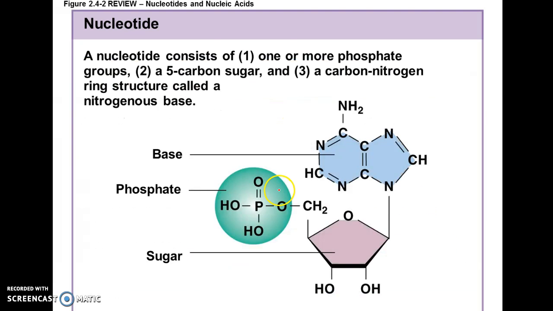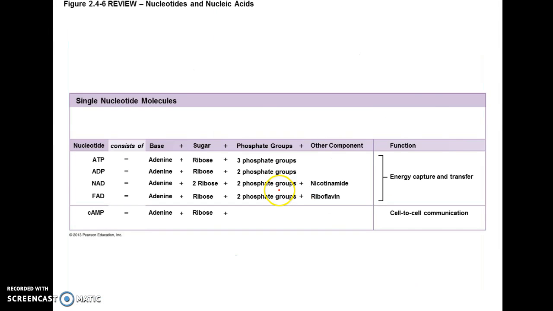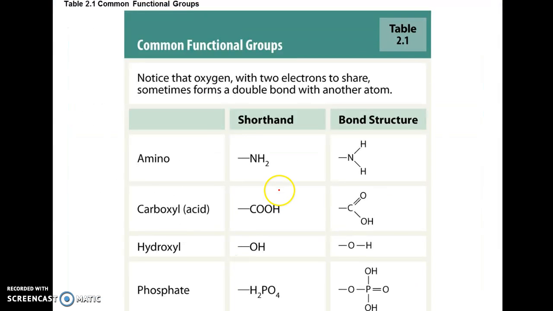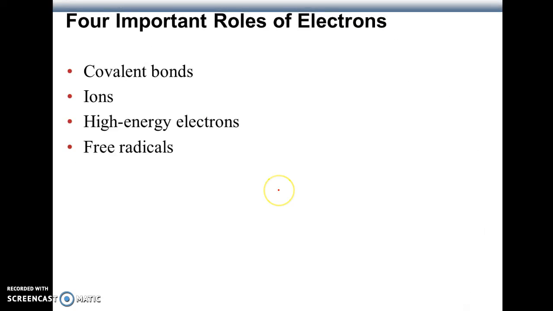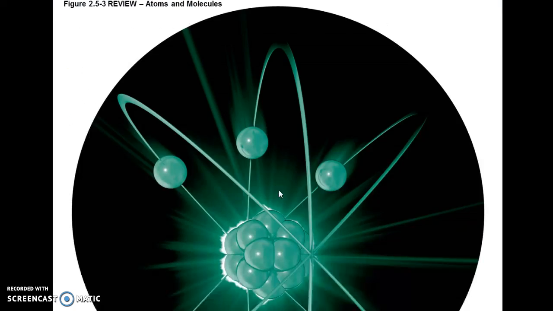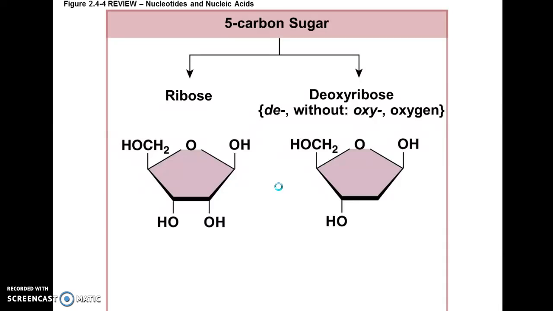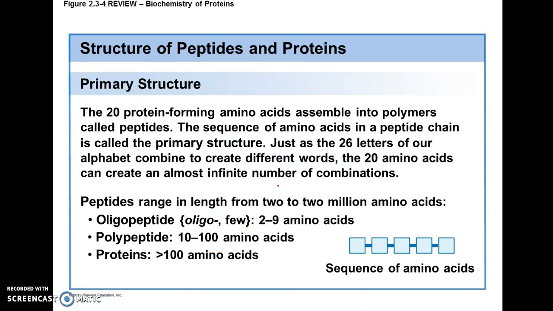Okay, so amino acids have a primary, they also have a secondary, and they have a tertiary and quaternary structure. I'm sorry, those slides aren't on here, so I apologize for that. Okay, so the primary structure is the sequence of amino acids.